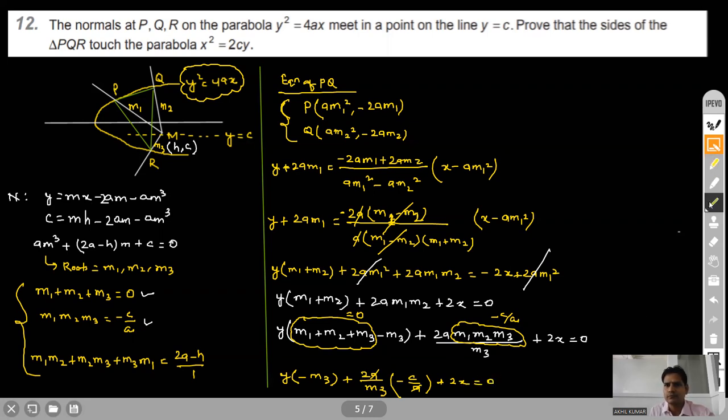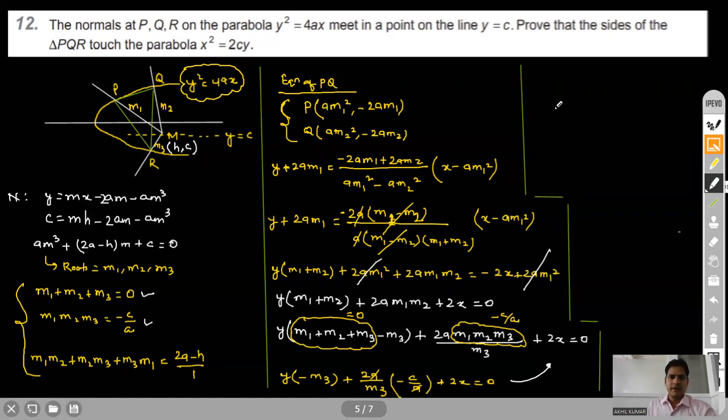Now, if you observe this, it will be a quadratic in M3. How? Let's take this M3 common, M3 LCM. So this will be minus y into M3 square. Minus y into M3 square. And what is left out here? A got cancelled, no? So minus 2c. Okay, so minus 2c, and plus 2x m3 is equal to 0.